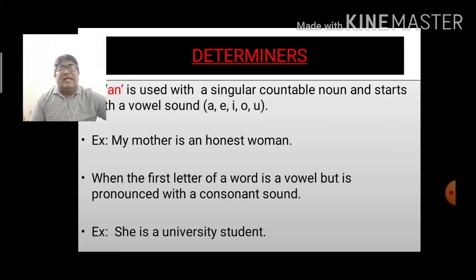Right? For example, I am a European. So the first letter of European is E. Generally students make mistakes and use an, but it's pronounced with a Y sound. That's why we have to use the article a. Okay, let's go ahead next.